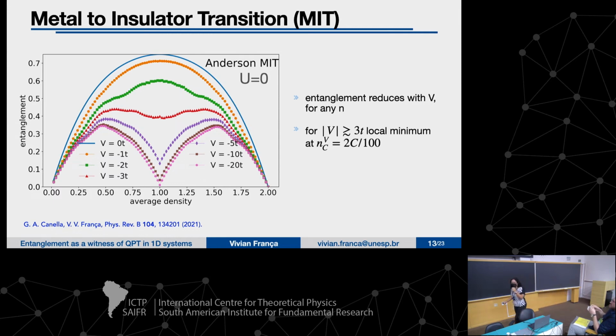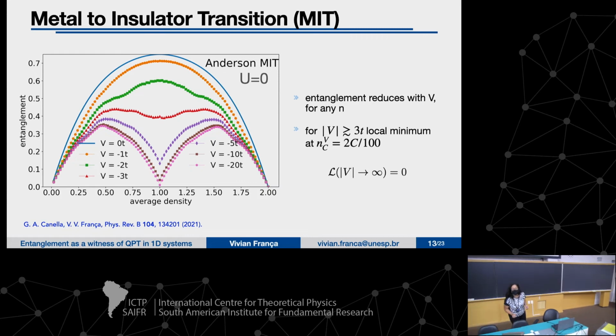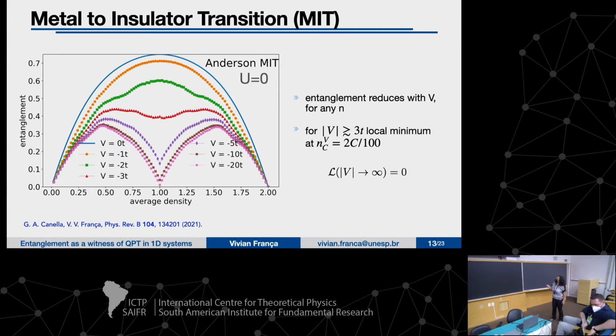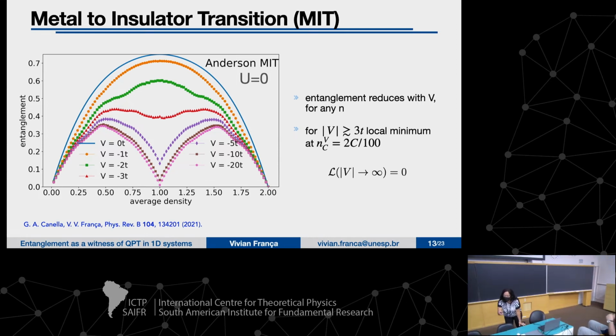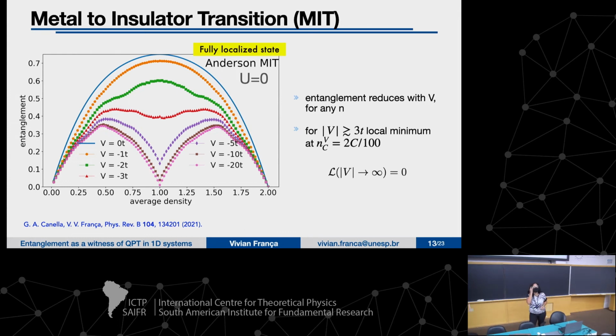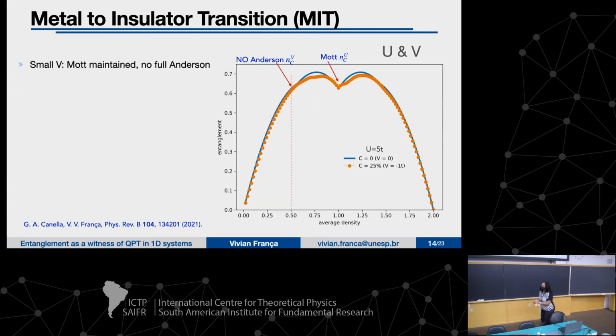But in opposition to what we saw for the MOT case, here in the Anderson case we see that the entanglement may reach the zero value. That means that for the Anderson situation we do have localization everywhere, but for this specific critical density we reach the full localization, which is essentially a real localization of the pairs in real space. Okay?